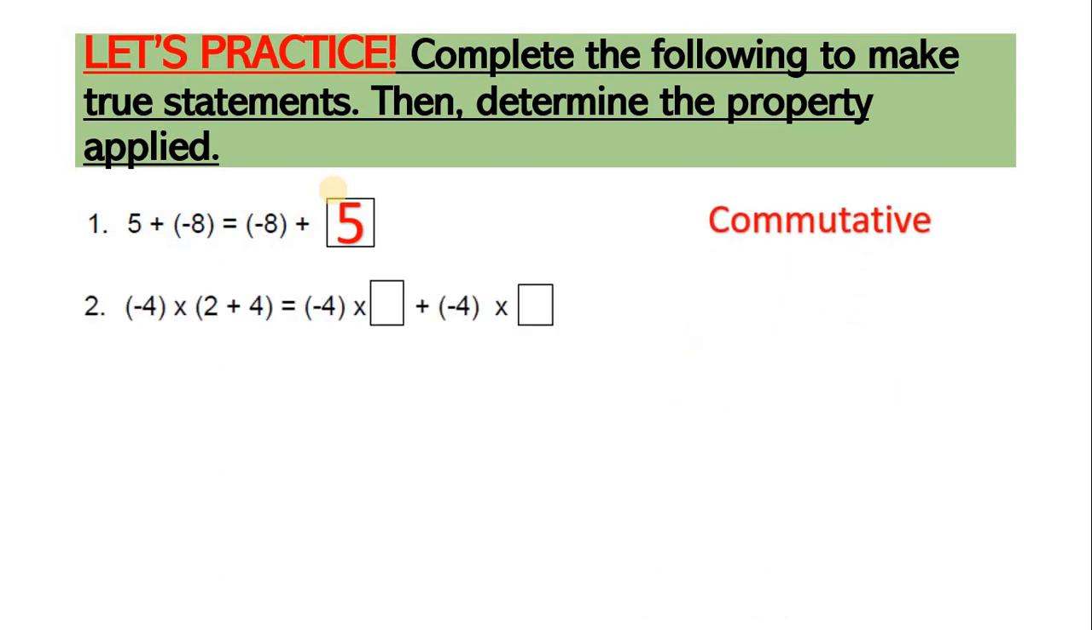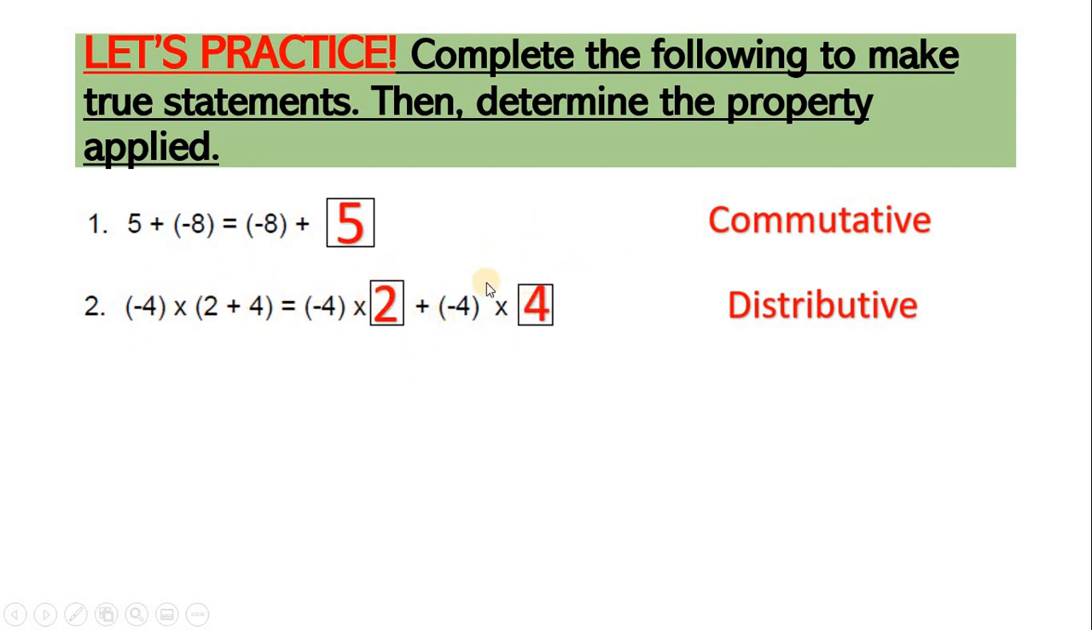Okay. Second, we have negative 4 times quantity 2 plus 4 is equal to negative 4 times blank plus negative 4 times blank. So, what are the missing numbers? We have, for the first blank, positive 2, and then, sa second one, ay positive 4. So, saan nanggaling yan? Dito sa group na ito. So, what is the property being applied? It is distributive property. Because we distribute negative 4 to the addends. Diba? Isa-isa, negative 4 times 2, plus negative 4 times 4.